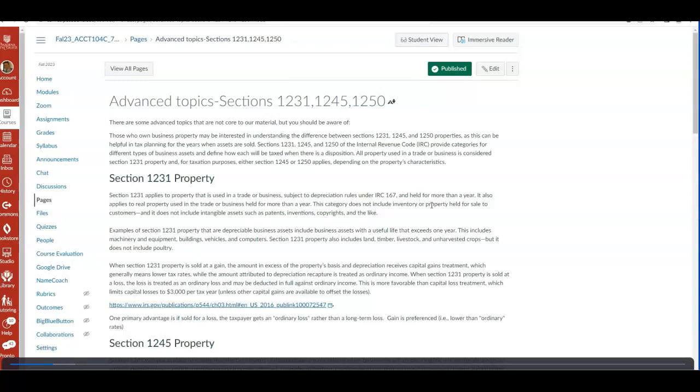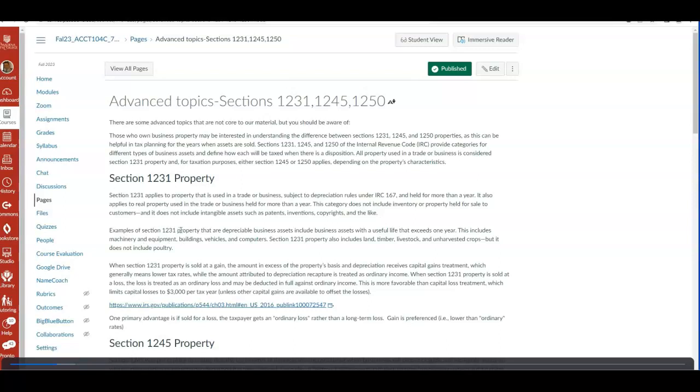So inventory or any property that you hold to sell to your customers is not any way close to being a section 1231 property. And it does not include intangible assets such as patents, inventions, copyrights, and those type of things.